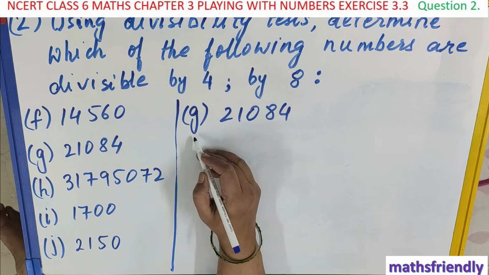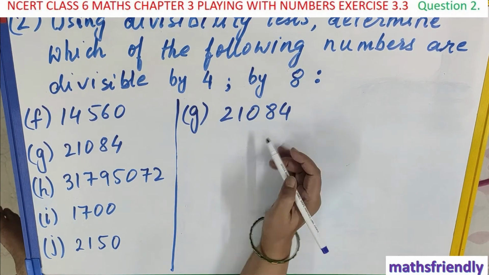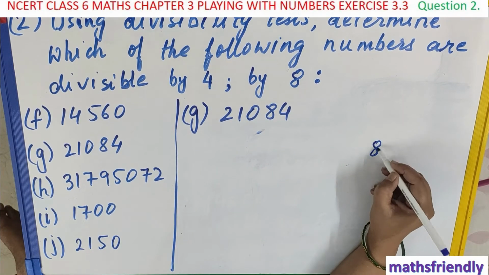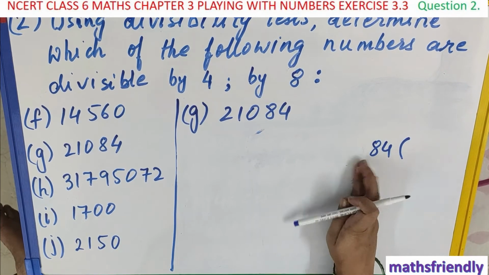Now let us do question number G. Let us check whether this number is divisible by 4 and 8 or not. So for 4 we have to check the last two digits, whether the last two digits are divisible by 4 or not.